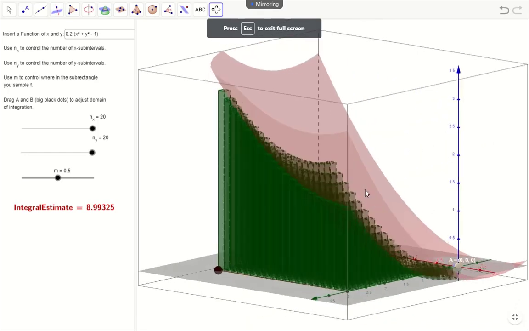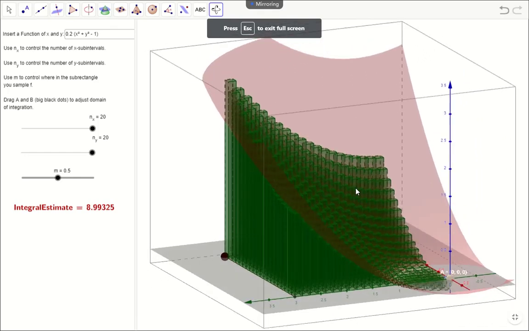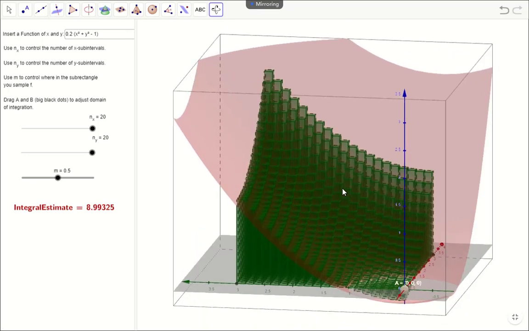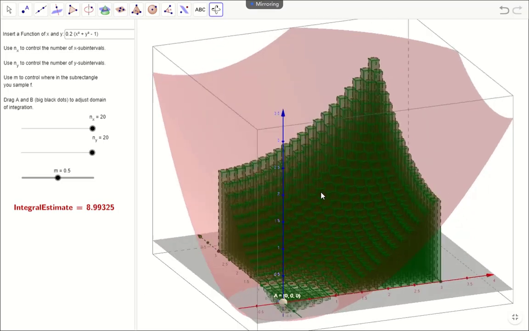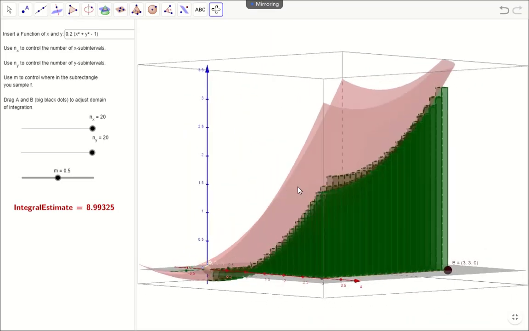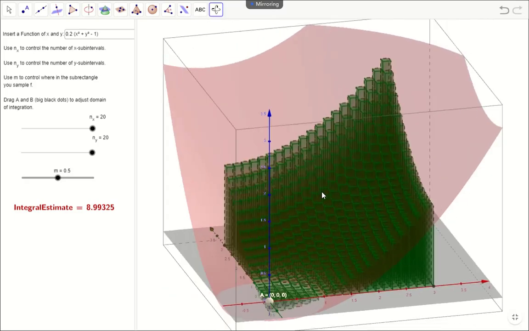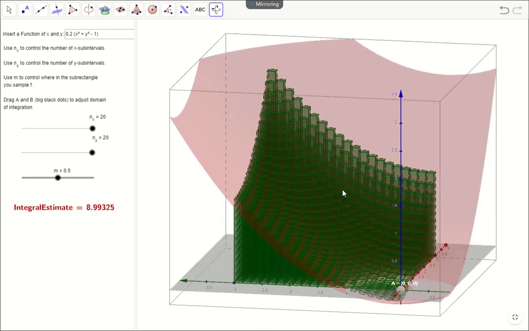But this is the idea of what we're doing whenever we do a double integral. It's kind of like a Riemann sum, but instead of adding up the areas of the rectangles, we're adding up the volumes of all of these rectangular prisms to get the volume under a surface. We're not talking about areas under curves anymore. We're talking about the volumes under a surface.